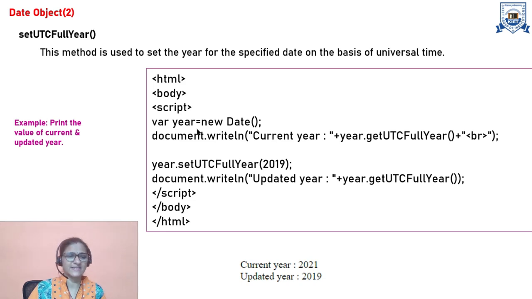So yet again, take the example. In the variable we have assigned it all the features of the date, and then we will print the current year.